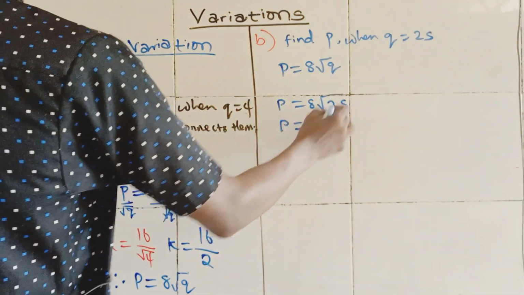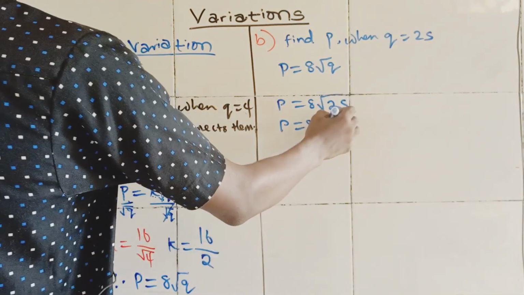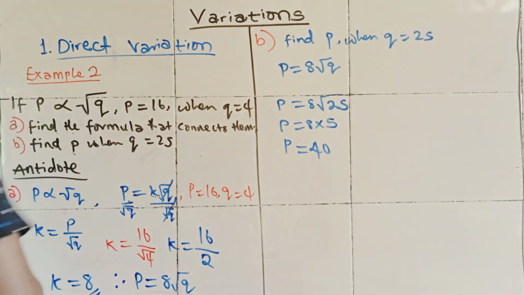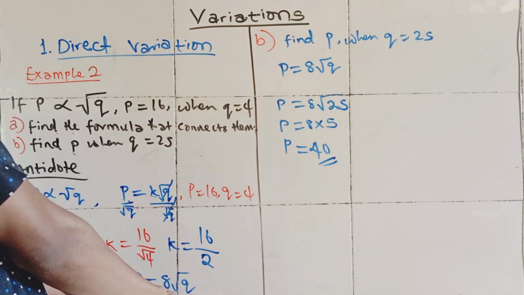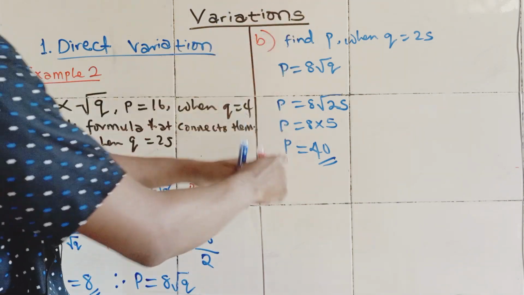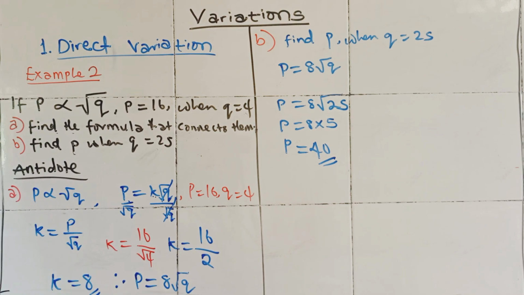That will be P is equal to 8 times the square root of 25. The square root of 25 is what? 5. So P will now be what? 40. Did you see it? So this becomes our final answer. Your constant is 8. The formula is P equals 8 root Q. Then the value of P when Q is 25 is 40. So this is very easy. It's a very easy question.